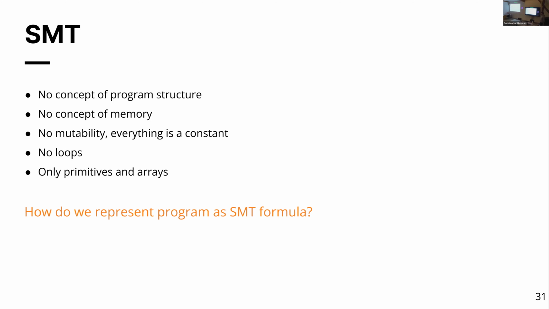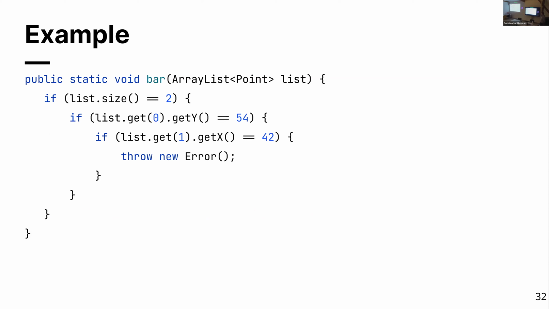I want to show how we basically represent our programs in SMT. So again, let's consider another example. Here, we construct some array list that has two elements, and we have some requirements for the values of those elements. And let's see how this array list can be represented in SMT.